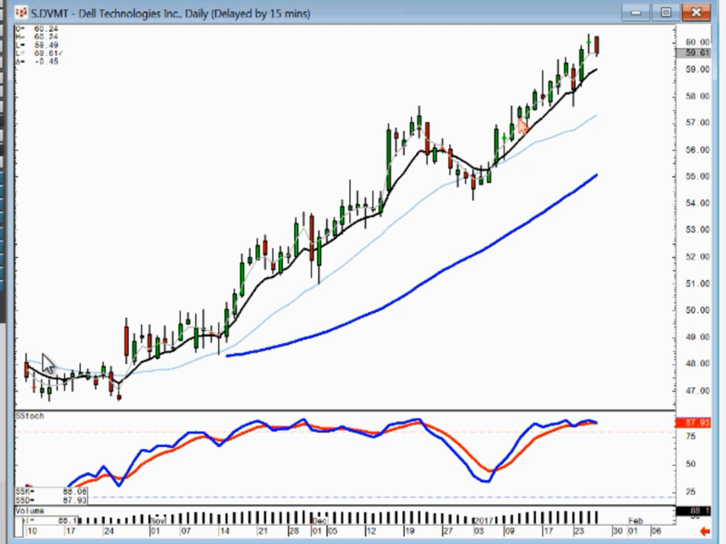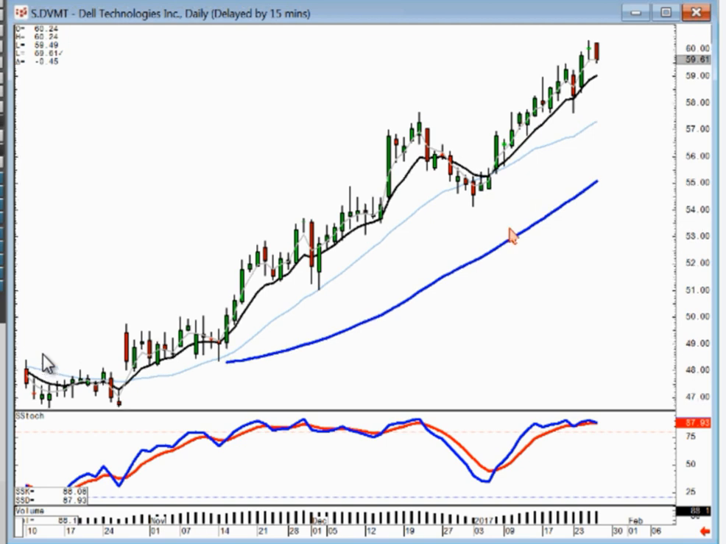So again, there's your J-hook pattern. DVMT, we're buying right in this area because of the J-hook pattern. And so now we have a very simple analysis. How long do we keep this? Until we see a sell signal and a close back below the T-line.